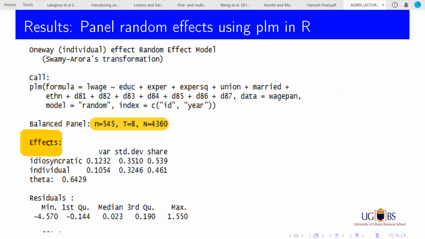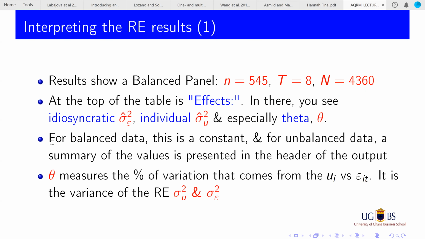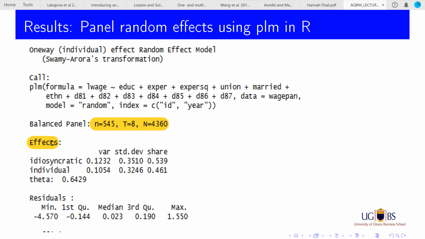At the top of the table is called effect. That's something that you want to be able to know. When you look at the effect, you will see idiosyncratic errors there. You see the individual specific factors, and then you have the theta also there. The time specific factors have already been included in the model. So the time dummies are included, so maybe nothing more there for it to be captured. But you have the theta, which is 64.29.